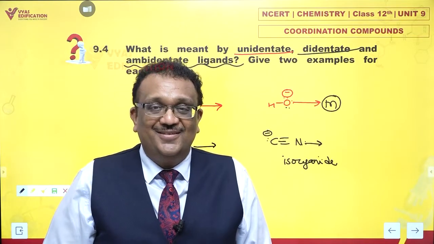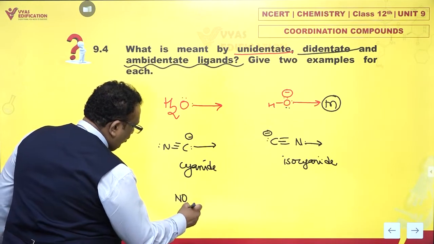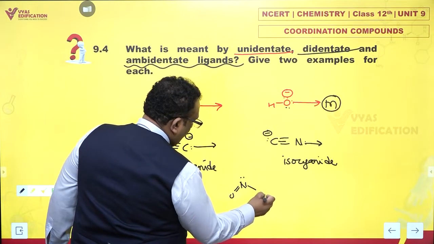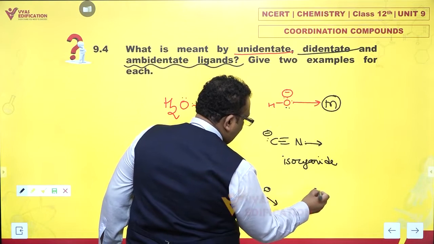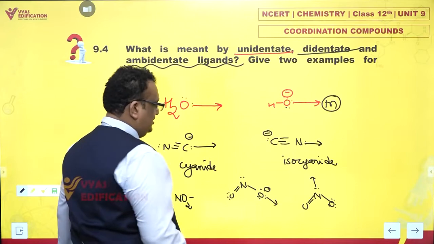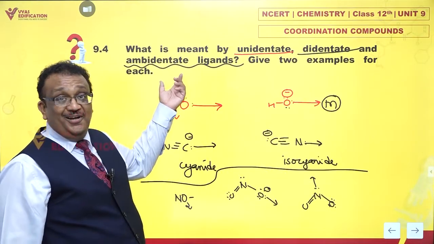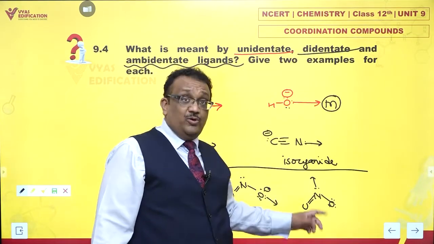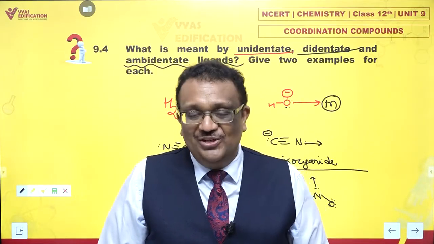Anything else? Of course. A very famous case, you have NO2 minus. Now NO2 minus could donate the lone pair through oxygen. It could also donate the lone pair not through oxygen but through nitrogen. So NO2 minus also becomes an ambidentate ligand. Why? It can be attached to a metal atom either through oxygen or through nitrogen. In more than one way the lone pair can be donated. It is ambidentate.